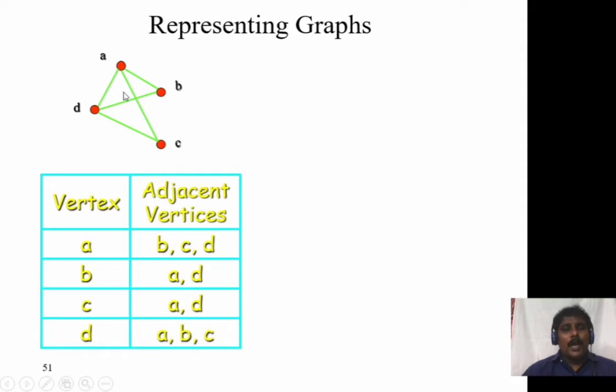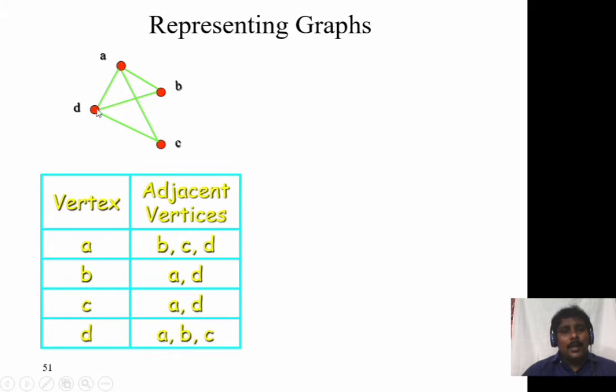Now I have taken another vertex, B. From B, what are the adjacent vertices? B to A and B to D. There is no B to C. So A and D are adjacent vertices. Next I am taking vertex C. From C, I have C to A and C to D. So A and D are adjacent vertices.